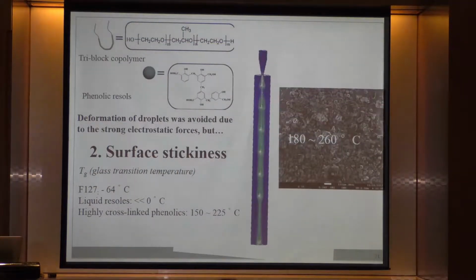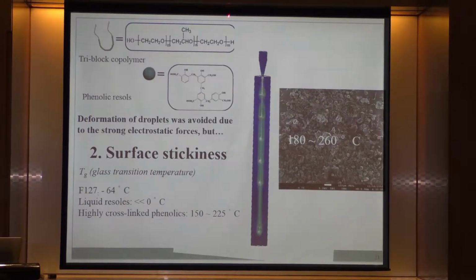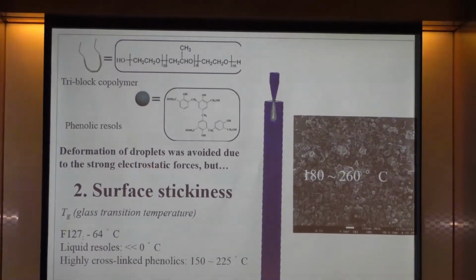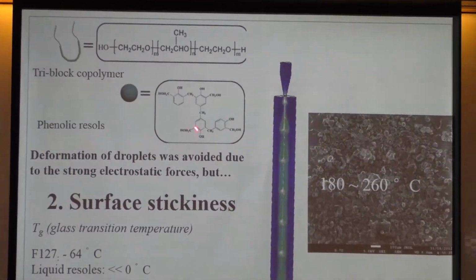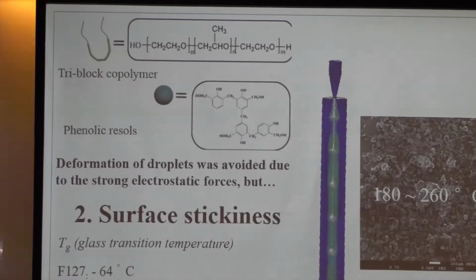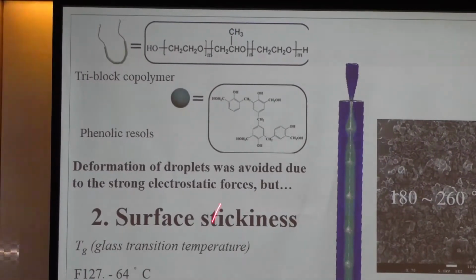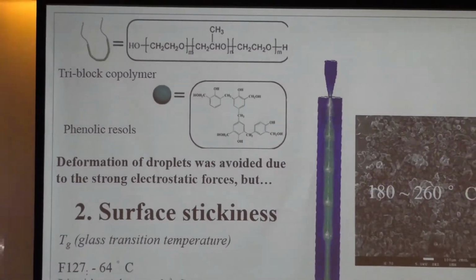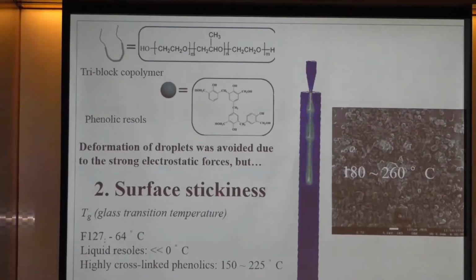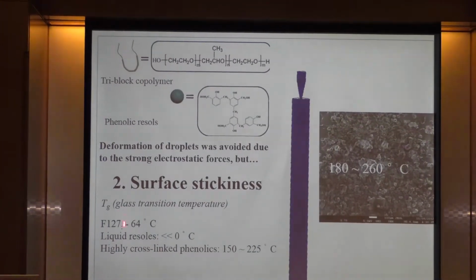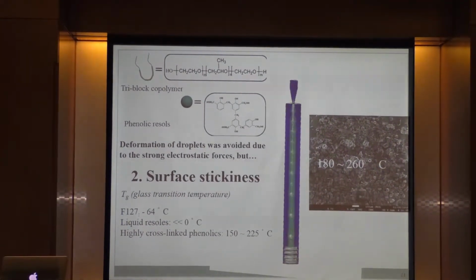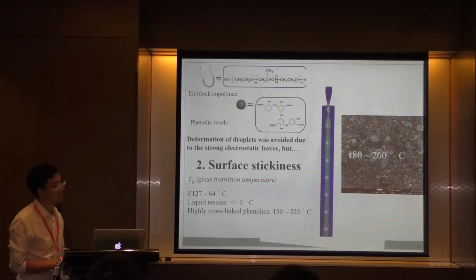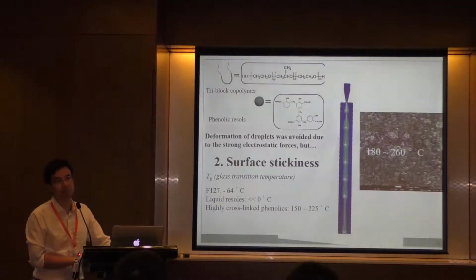And fortunately, in our case, this kind of phenolic resin and the surfactant have very strong interactions with electrostatic forces. So the droplets will maintain their shape. But there is another issue in getting this kind of microspheres: the surface stickiness, because both this surfactant and this phenolic resin have a very low glass transition temperature. So they're very sticky.